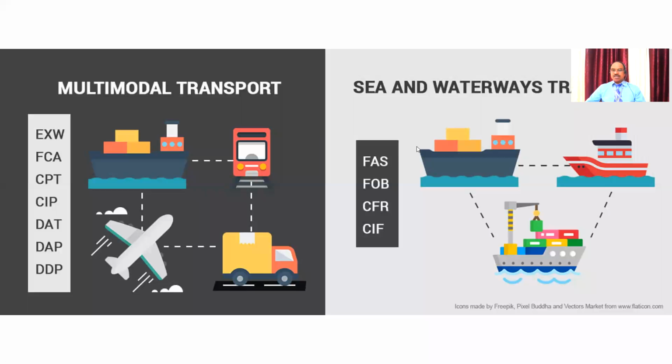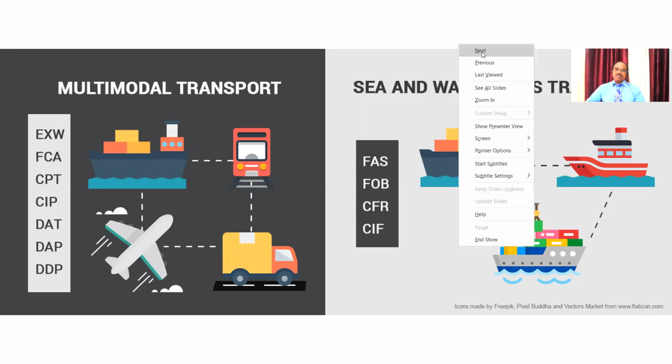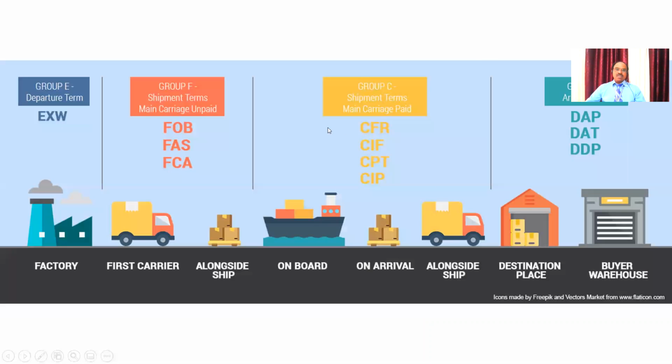So here is another sample example. It can be used in multimodal transport, maybe in ship or by airways or by roadways or by railways. That is the common one. Whatever it may be, in case of multimodal transport, we are using all these terms. In case of sea transport, we will only use FAS, FOB, CFR, and CIF.